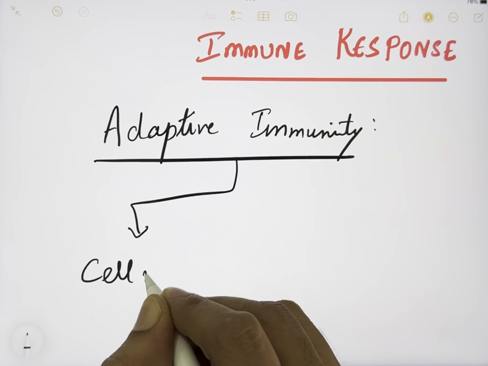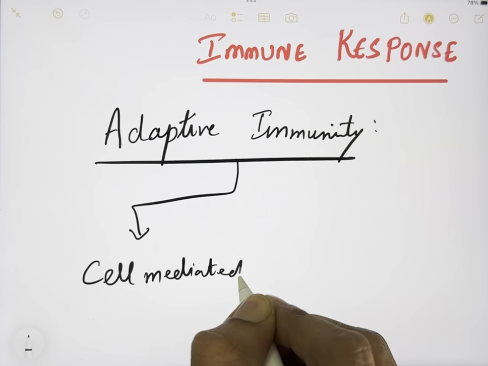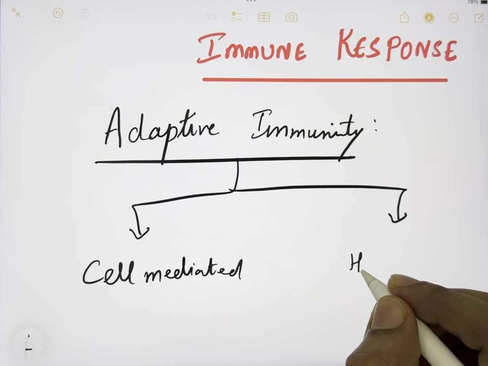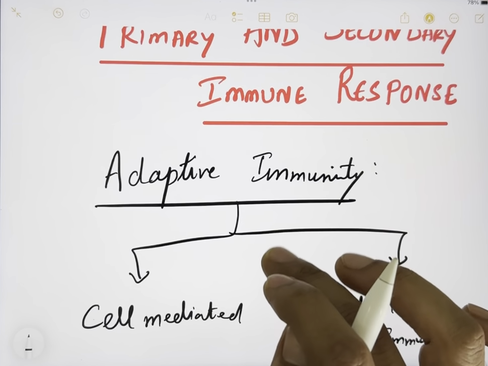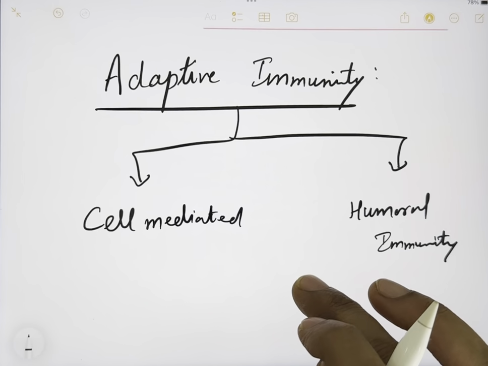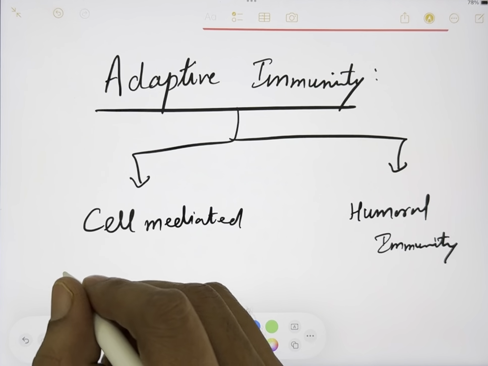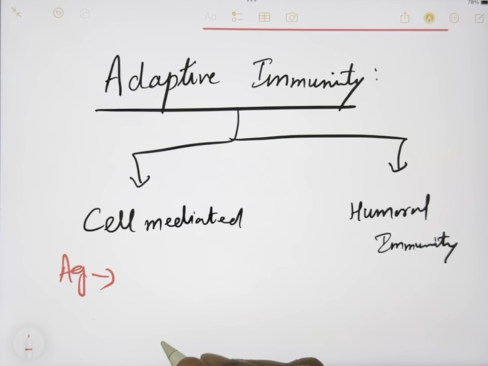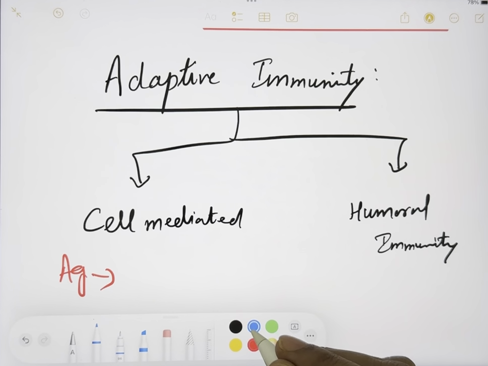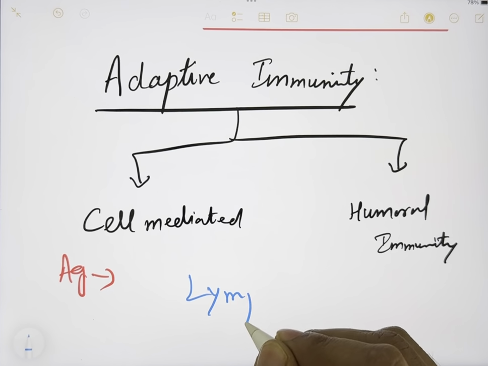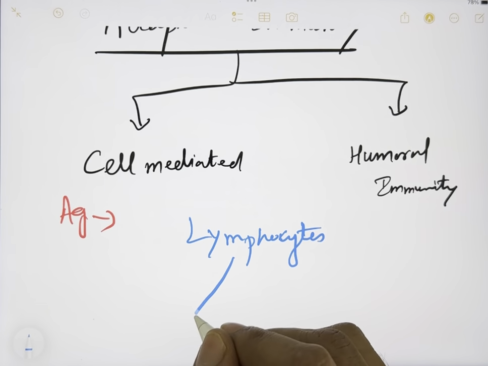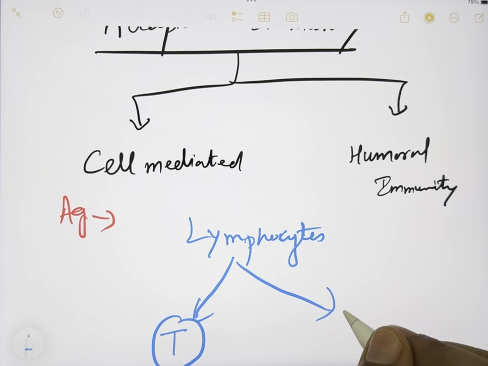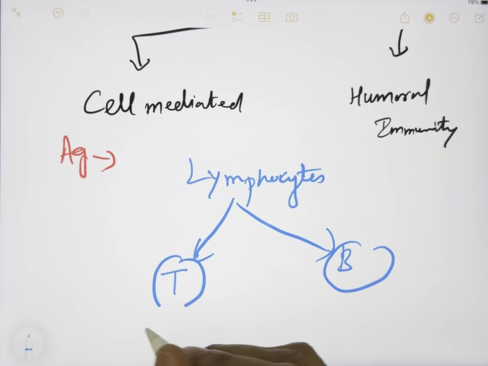One is cell mediated immunity, and another one is humoral immunity. So, what exactly is cell mediated and humoral immunity? In detail we have already discussed, but just to revise in relation to this topic. Whenever a foreign antigen or bacteria enters our body, the main cells which are activated, which help in acquired immunity, are the lymphocytes. There are two types of lymphocytes, T lymphocytes and B lymphocytes. The difference we have also discussed in the previous lectures.